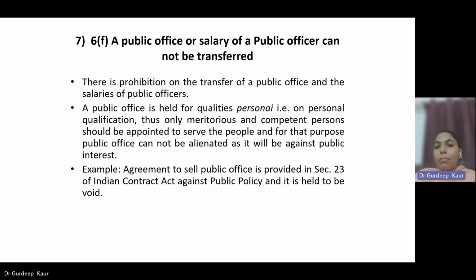Section 6, subclause (f) says a public office or the salary of a public officer cannot be transferred. Under this, there is a provision on the transfer of public office and the salaries of public officers. A public office is held for qualities personae, that is, on personal qualification. A meritorious and competent person should be appointed to serve the people, and for that purpose, public office cannot be alienated or transferred as it will be against the public interest.